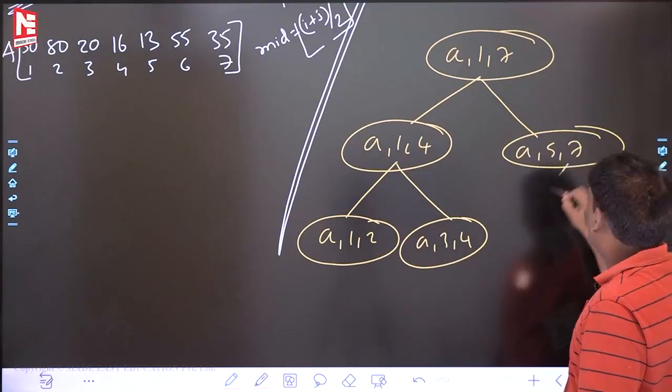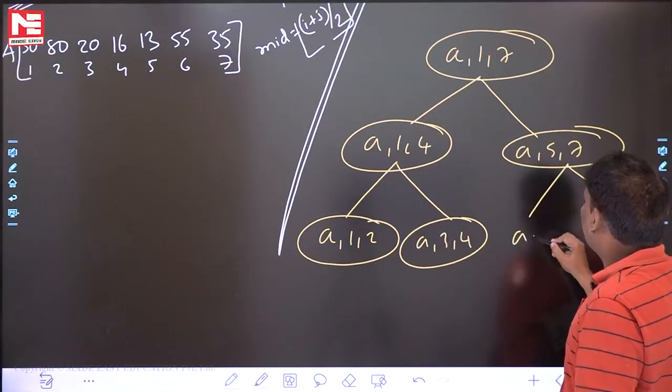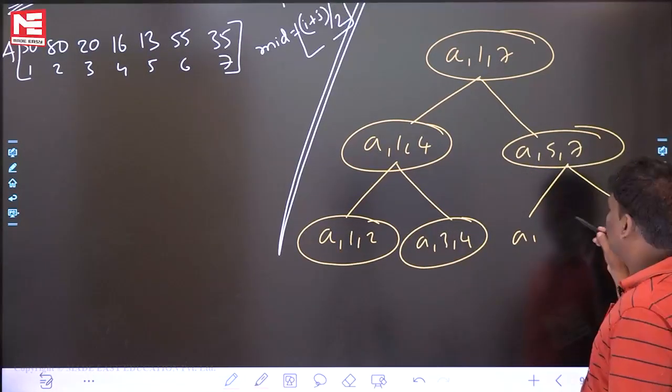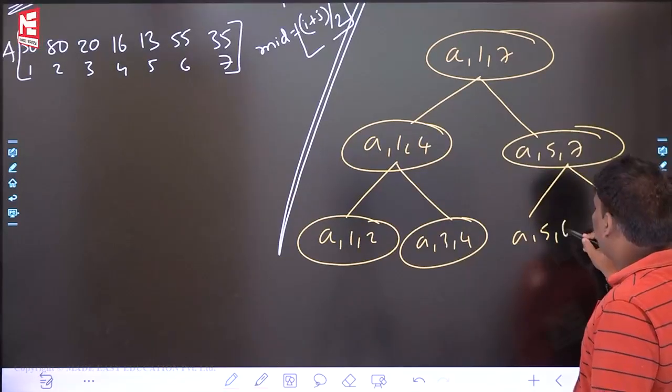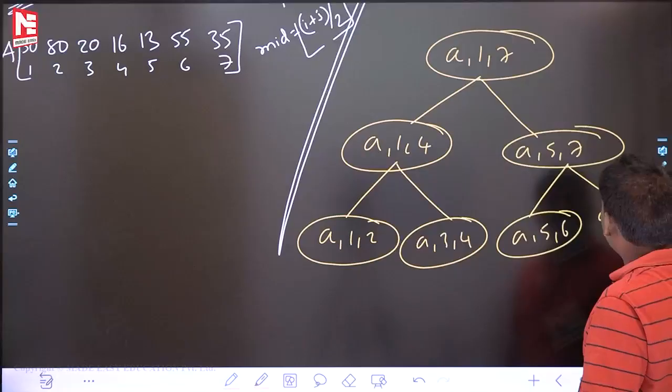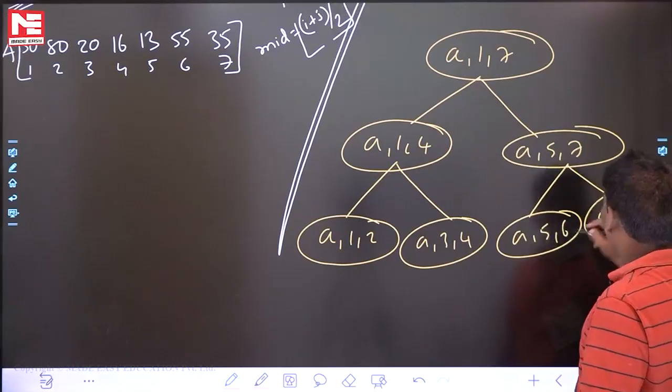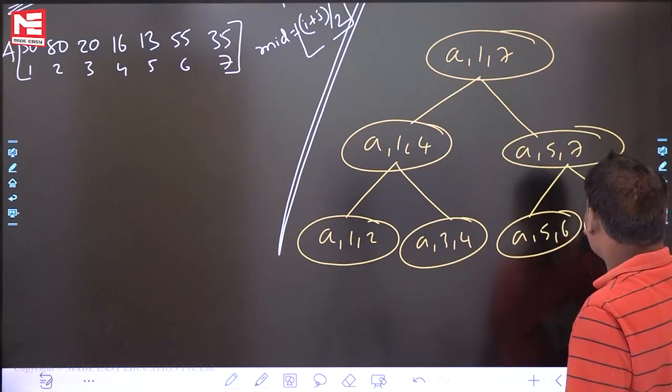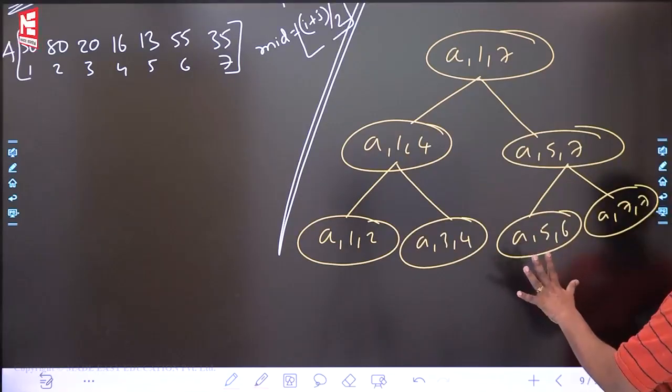Then what is the answer? Again divide. Array A which contains 5 plus 7, 12 by 2, means 6 there. So array A which contains 5 to 6. Next one, array A which contains 7 to 7. 5 to 6, next element is 6 plus 1, 7. 7 to 7. Right, like this.